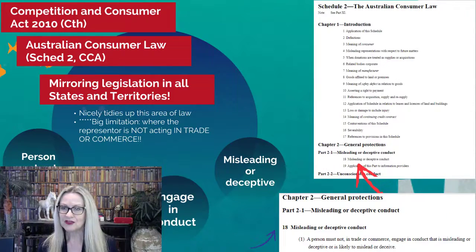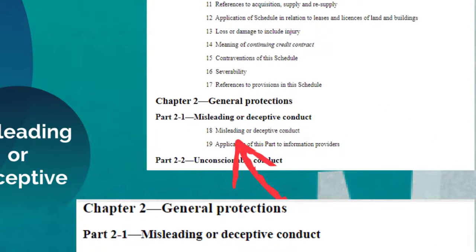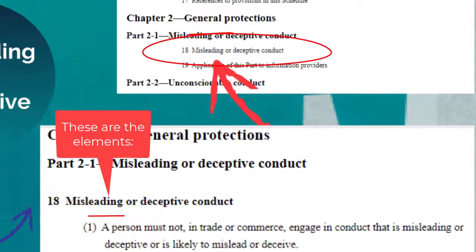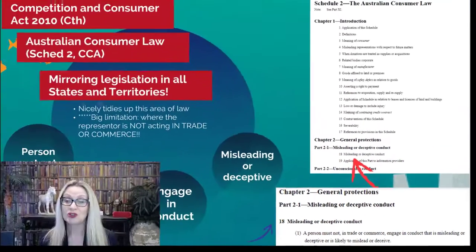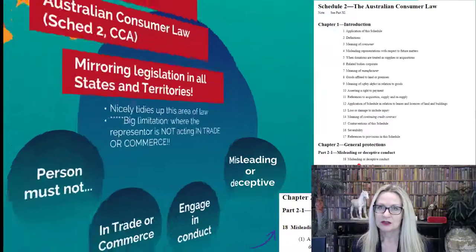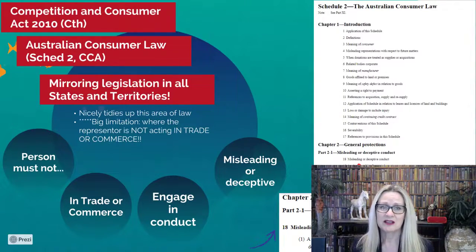So you can see there, I've given you a screenshot of Schedule 2, Part 2.1, misleading or deceptive conduct, and I've got a big red arrow, and I've set out the provision there for you. A person must not, in trade or commerce, engage in conduct that is misleading or deceptive or likely to mislead or deceive. So they are the elements. They seem nice and easy peasy, and compared to common law, I guess they kind of are.